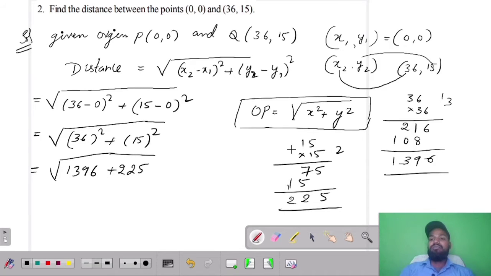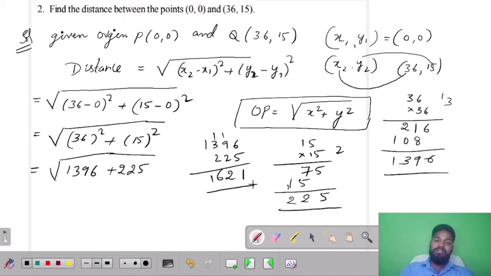Now add both the things. So what we got here: first one, 1296 plus 225. So 6 plus 5 is 11. Next 12. Next 6 and 1. So what is the solution here? Under root 1521. If you find this, then this is your answer. What is your answer? Your answer is under root 1521.